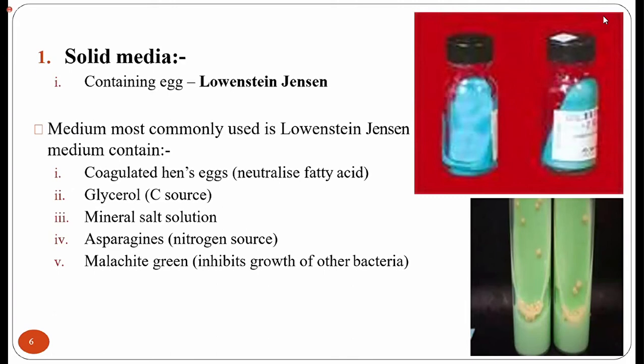You need to remember the media, the name of the media: Lowenstein-Jensen media. There are some media that usually come up in OSPE exams or MCQs. For example, for diphtheria, you need to remember Loeffler's serum media. For TB, Lowenstein-Jensen media. For Neisseria, Neisseria gonorrhoeae and Neisseria meningitidis, we use chocolate agar or Thayer-Martin media. For Staphylococcus aureus and epidermidis, we use mannitol salt agar. So these are the special media we use for each group of microorganisms.